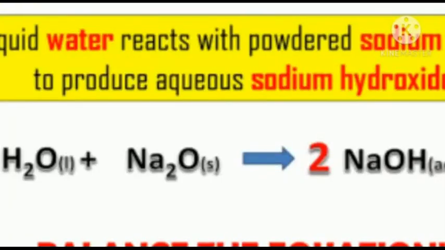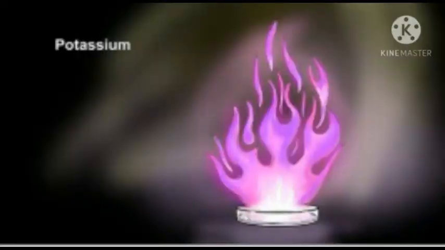For example, students, sodium oxide reacts with water. The new product that forms is sodium hydroxide. In this reaction, the sodium oxide and water both are compounds. They react with each other chemically and give the new compound that is called sodium hydroxide. Potassium chlorate, when we heat it, forms potassium chloride and oxygen.